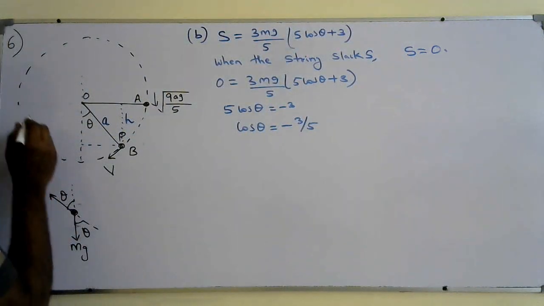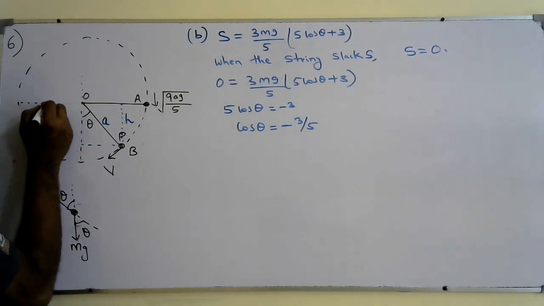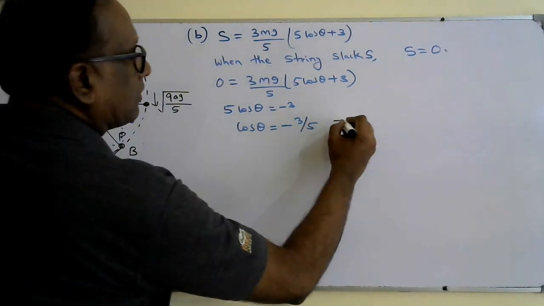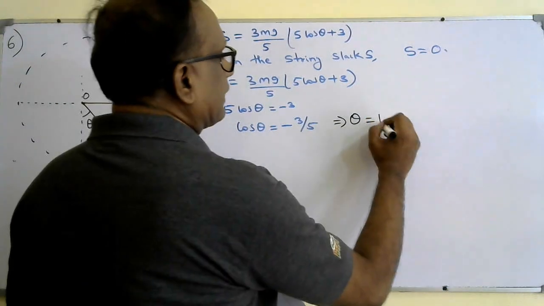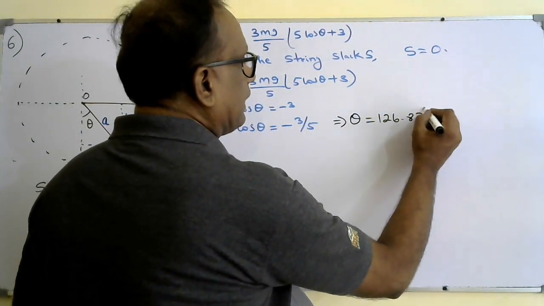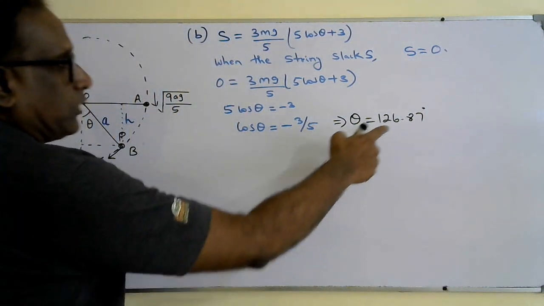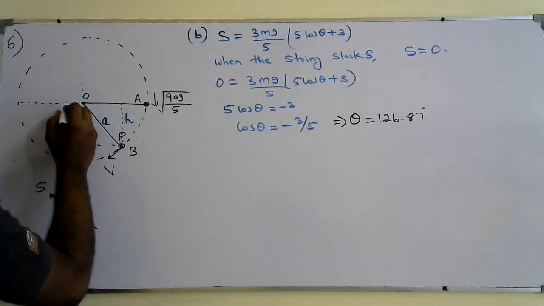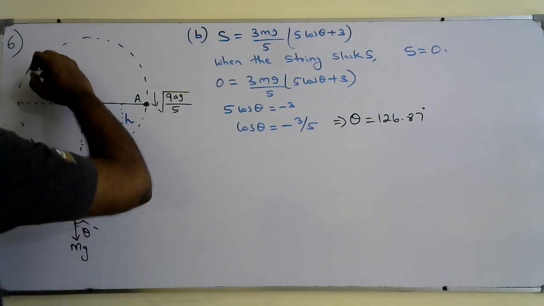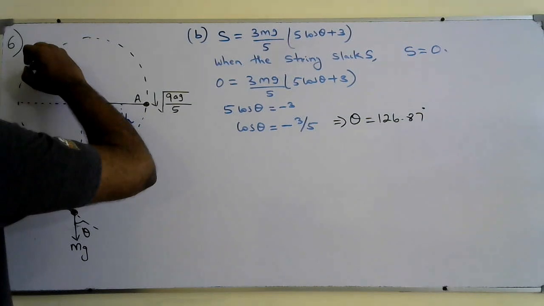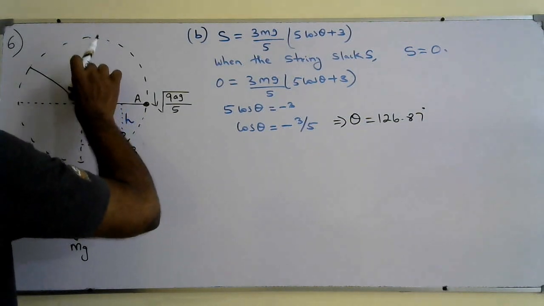So the particle will be at 126 degrees. If you find the theta, you will get 126.87 degrees. We don't need it, but I'm just telling it. So 126.87 means this is 90 plus 36.87. So the particle will be somewhere here. When the particle is here, the string slacks.